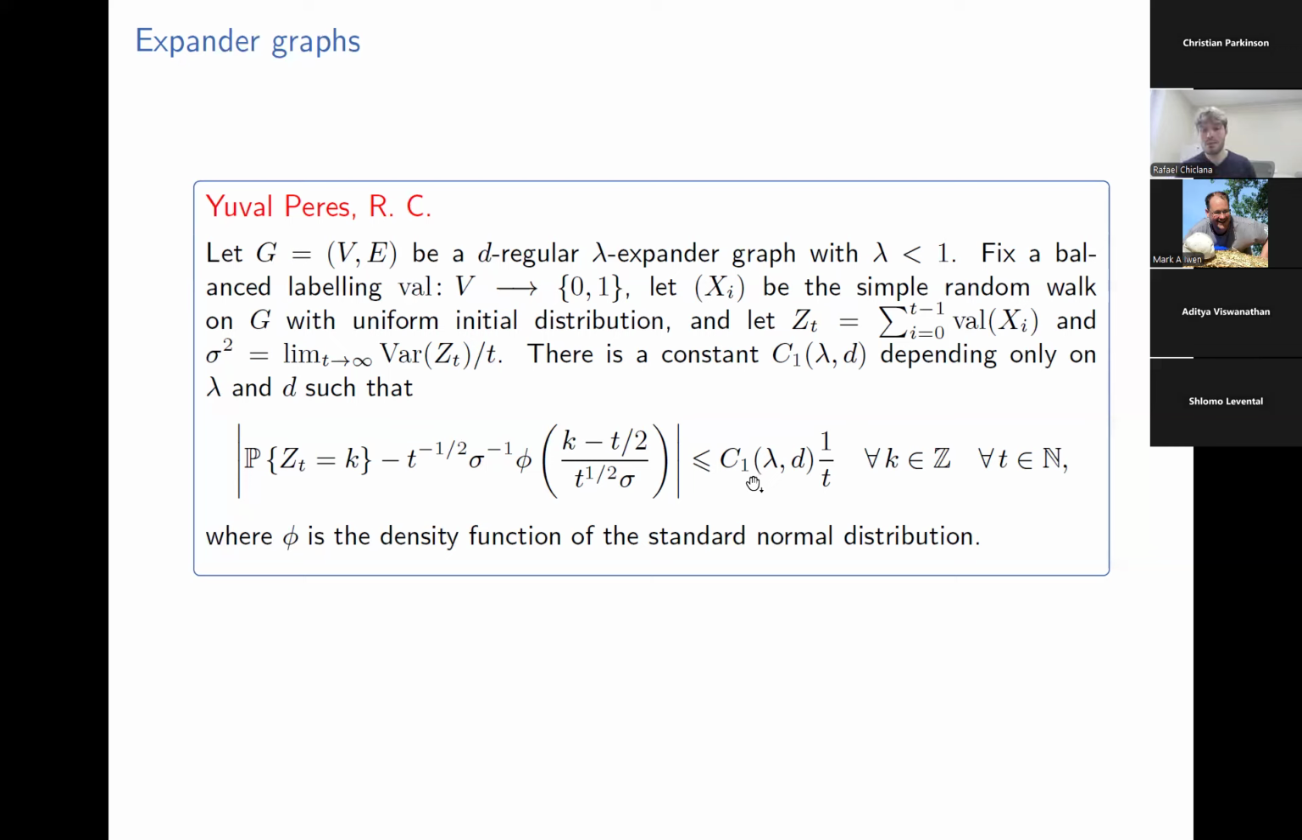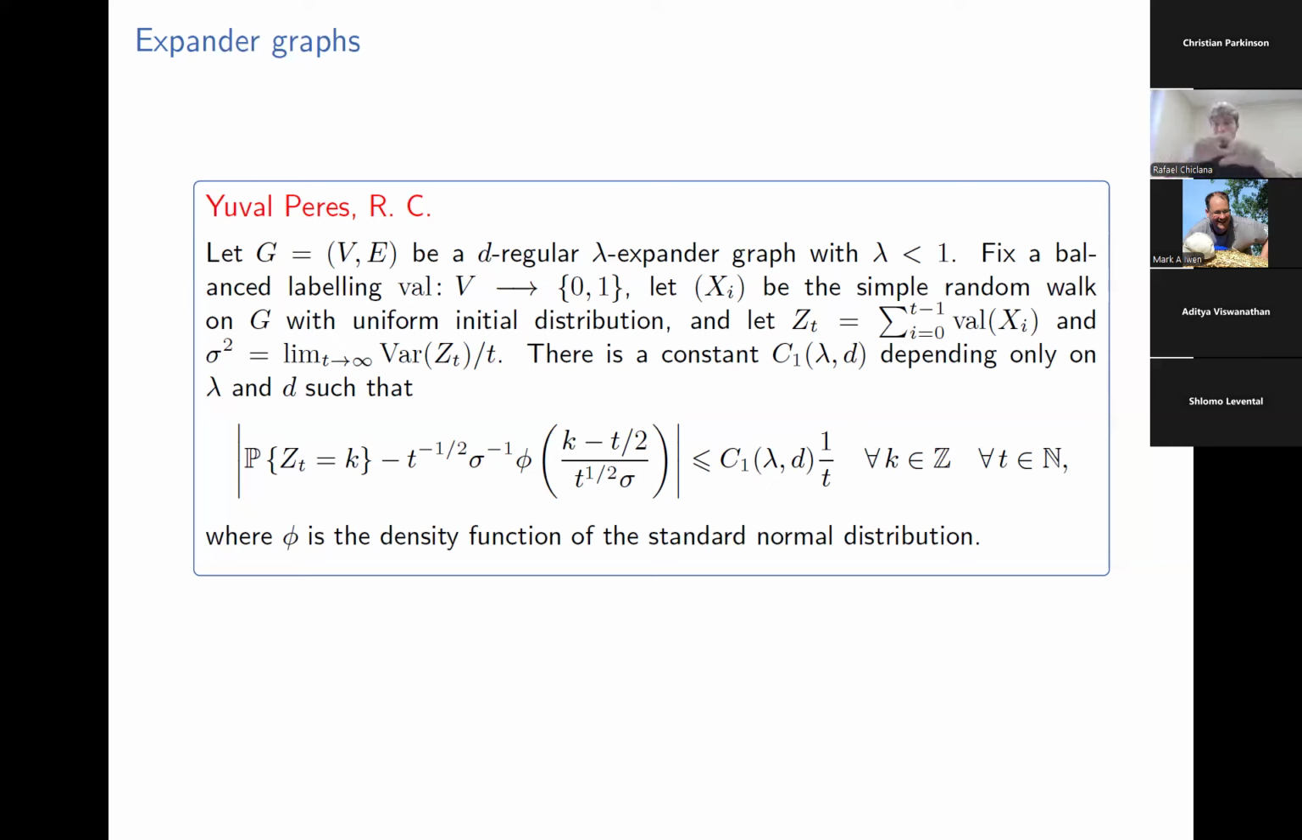So this constant only depends on d and lambda, and in particular, it does not depend on, for example, the size of the graph. And if you think about it, this is kind of surprising because this is telling you that the errors are going to be the same regardless of how big your graph is. So one could think that you have a graph with 1 trillion vertices. And since you can choose any label you want, you could say, okay, let's put all the zeros around the middle.